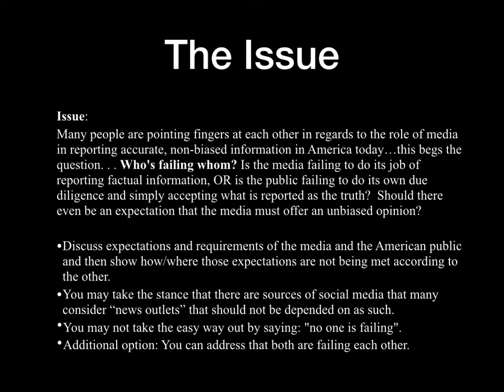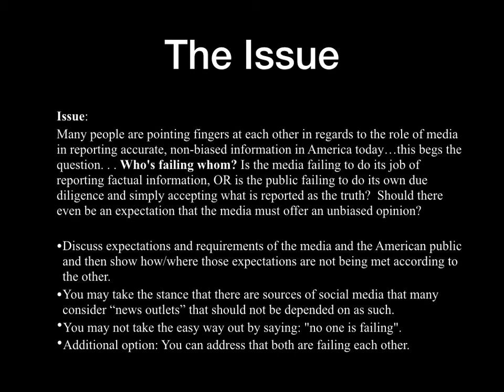So what you're going to do is you're going to pick a side. You're either going to say the media is failing, and then you're going to say why, or you're going to say the public is failing, and then you're going to say why. There is a third option. You may say they're both failing, that both the media and the public are failing, and then you're going to support that with why. You may not take the easy way out and say no one's failing, it's all good. Okay? You need to make an argument. What you're going to do is discuss the expectations and requirements of the media and the American public, and then show how or where those expectations are not being met.